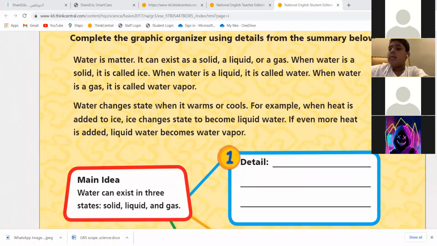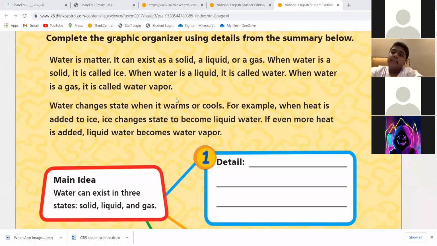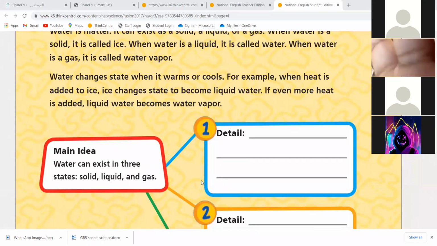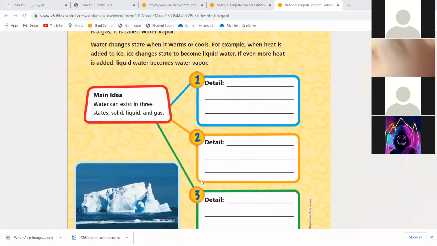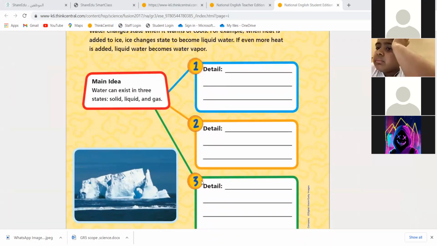Now, water changes state when it warms or cools. It needs to be warm or cool. For example, when heat is added to ice, it will change to become liquid, definitely. If even more heat is added, liquid will change to water vapor. Now, the question over here, I need you to write in the organizer. Ya Muhammad Mutawakkil first. The main idea was that water can exist in three states, solid, liquid, and gas. Tell me more about them.